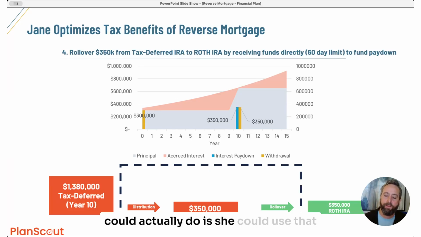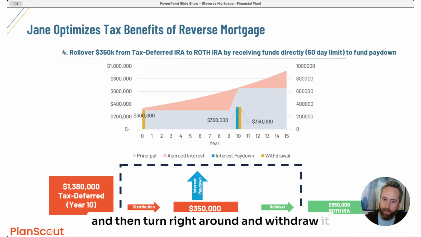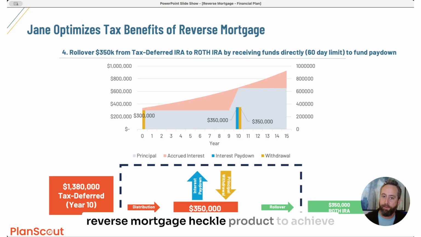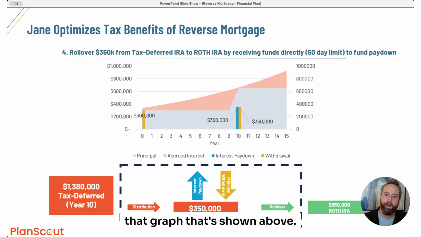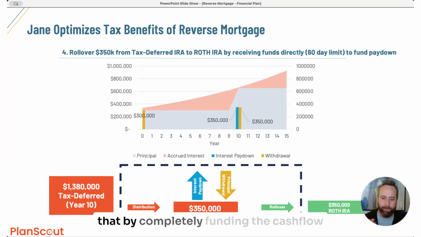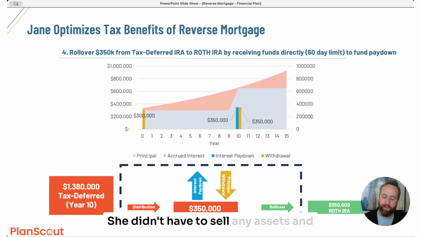What she could actually do is use that $350,000 to pay down the accrued interest, and then turn right around and withdraw it again, within that 60-day limit, from the reverse mortgage HECM product to achieve that graph that's shown above. And she has now realized a very large 1098 mortgage interest deduction, and done that by completely funding the cash flow herself without having to realize any other taxable event. She didn't have to sell any assets and realize any other taxable events here.